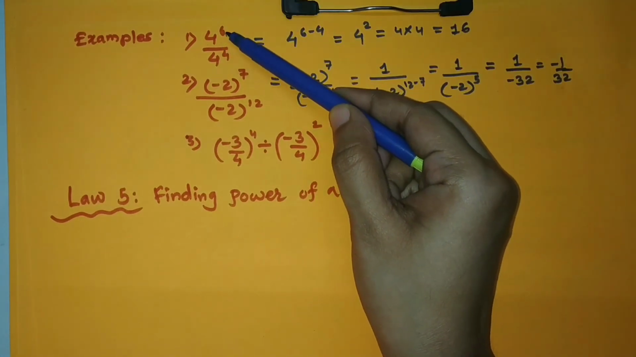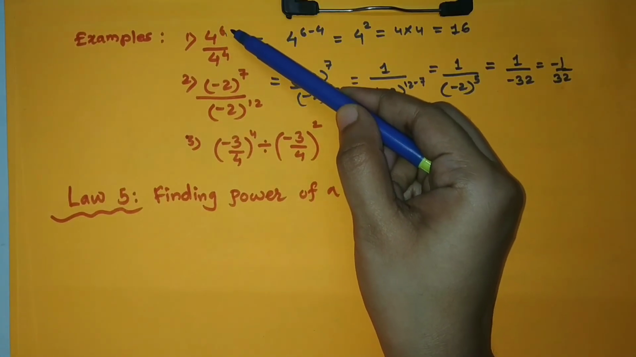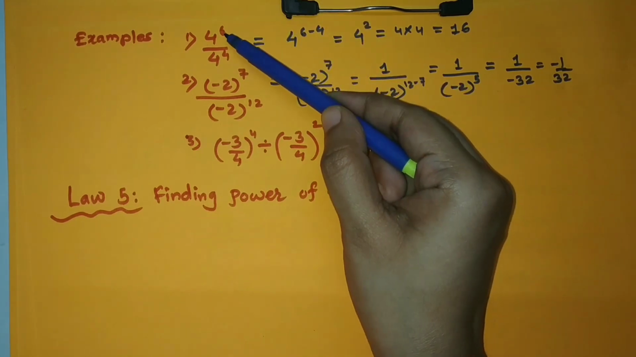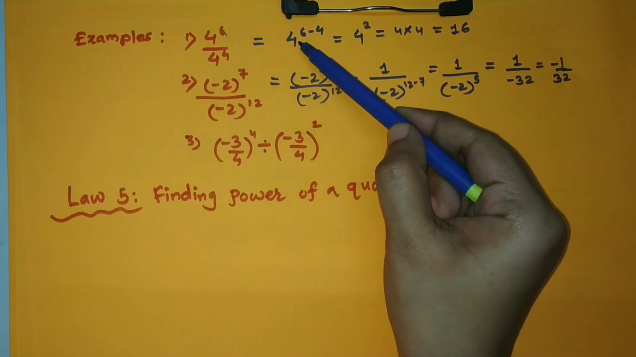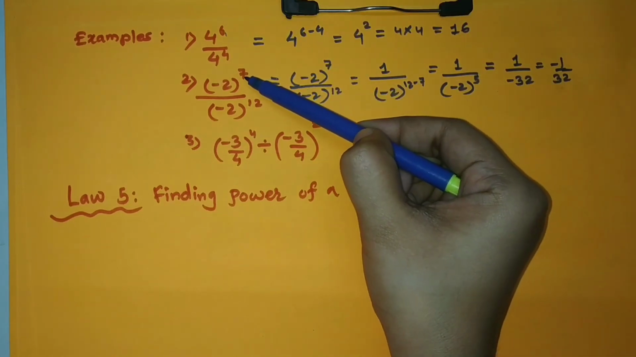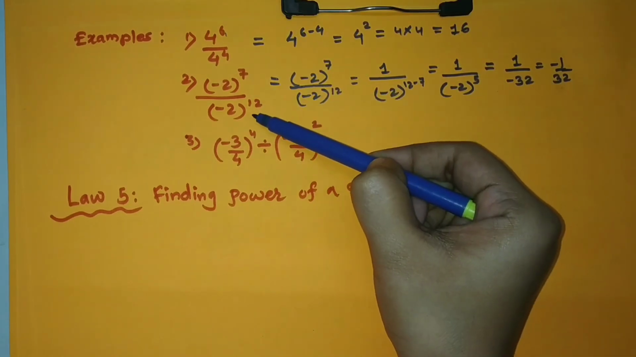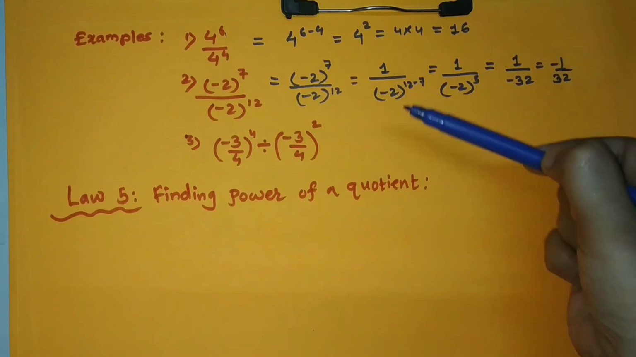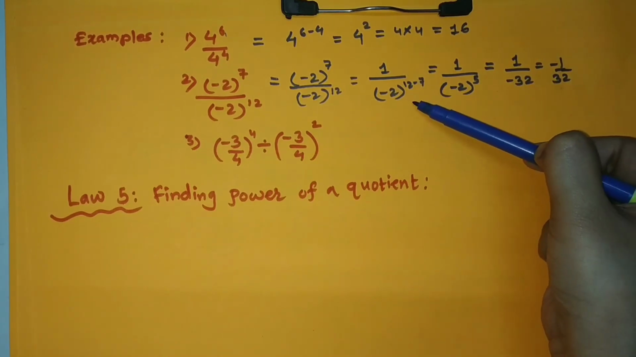Friends, here you need to understand it very clearly. When you are finding out the quotients of powers of the same number, if this power is greater, just write down 4 to the power 6 minus 4 like this. But if suppose this power is smaller than this power, so you need to go for 1 upon.